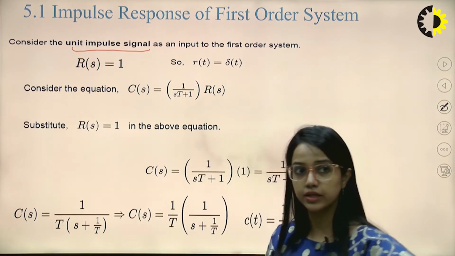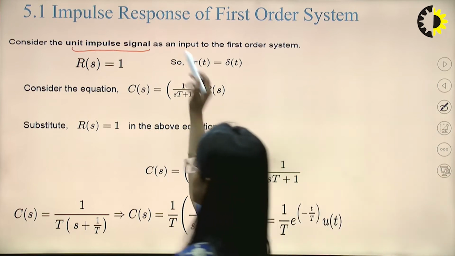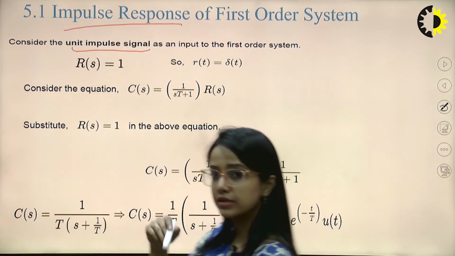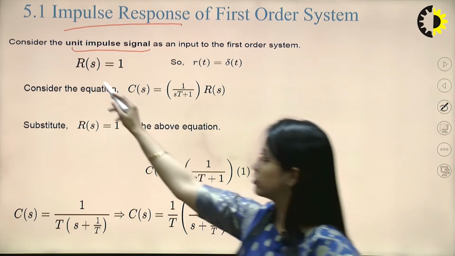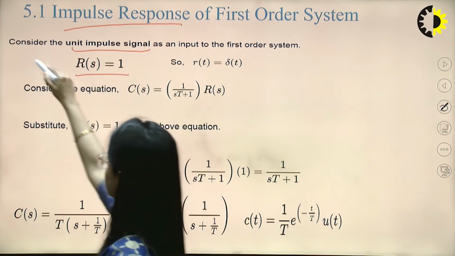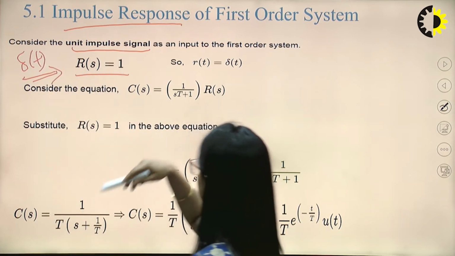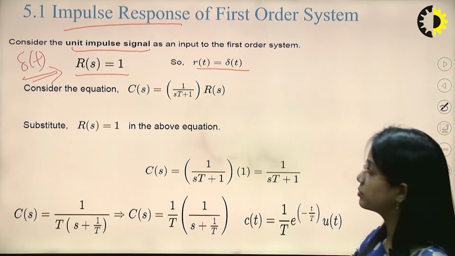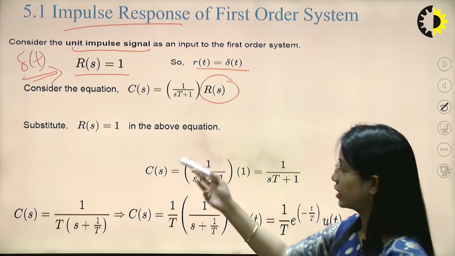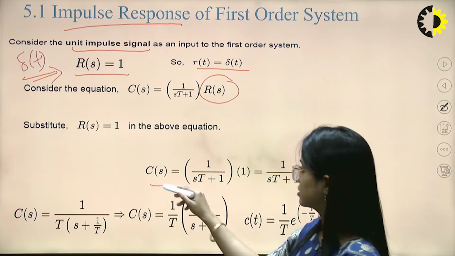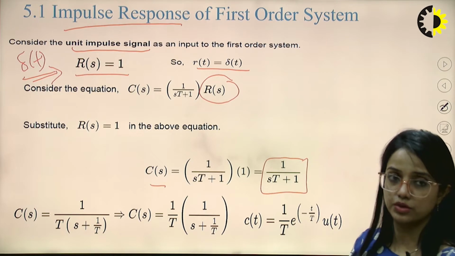When we consider the unit impulse, we call it the impulse response, the response when the input is impulse. Consider the unit impulse signal, delta t. R(s) is of course, as we know, 1, so r(t) is equal to delta t. At the place of R(s) we can substitute 1. So now substituting R(s) as 1, we have C(s) is equal to 1 upon (sT plus 1) into 1. This is the reduced output response.